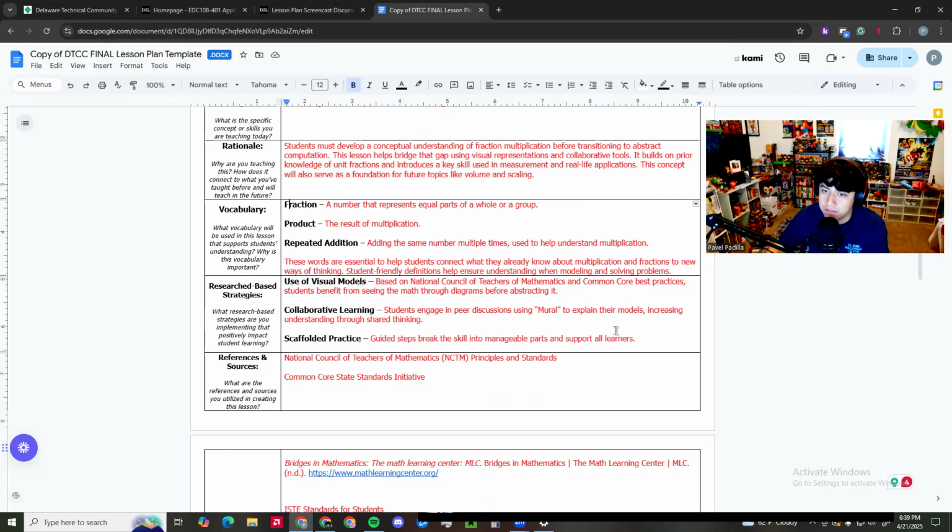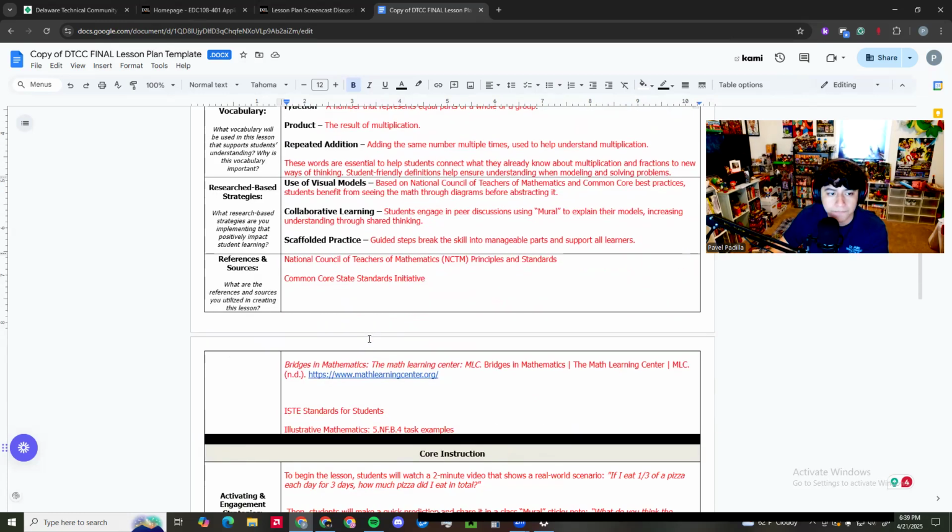If you understand it, you can teach it. And if you're teaching it, you're understanding it more. Scaffolded practice: guided steps break the skill into manageable parts and support every type of learner.